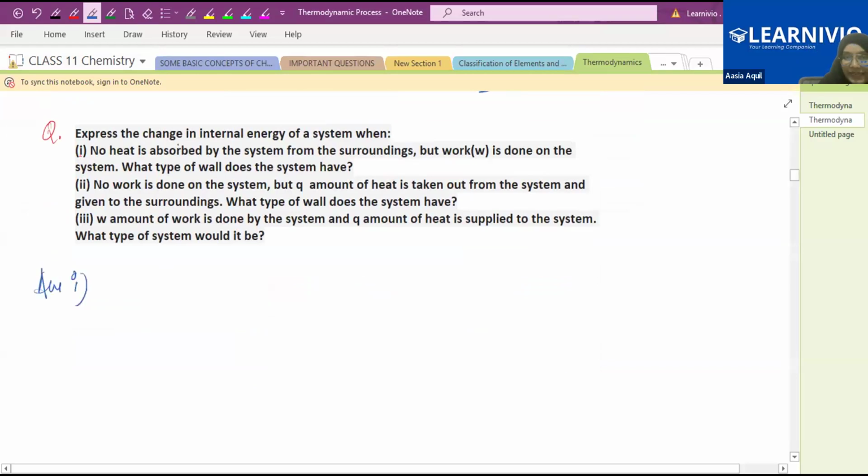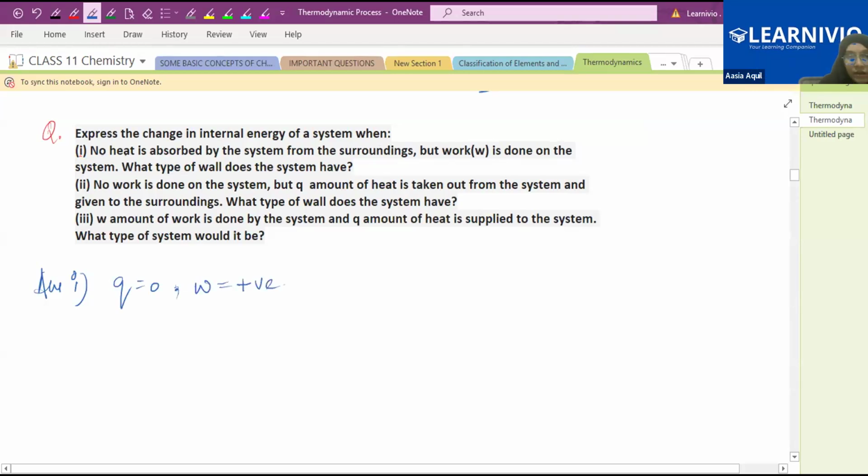No heat is absorbed by the system from the surrounding. If no heat is absorbed, it means Q is 0. Right, Neha? Yes, ma'am. But work is done on the system. If work is done on the system, what is the value of work, positive or negative? Positive, since work is done on the system. So work done will be positive.